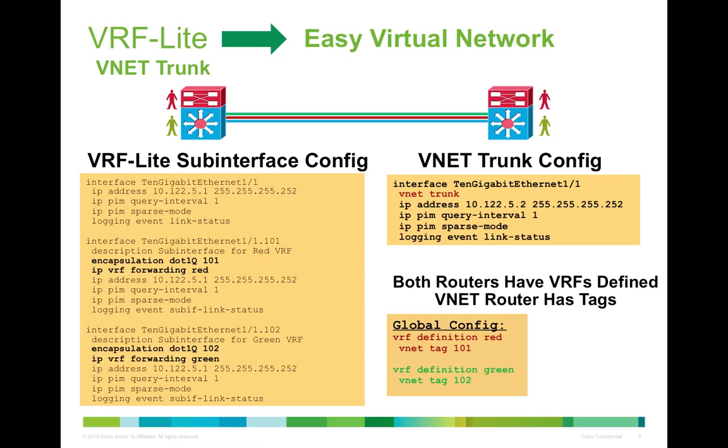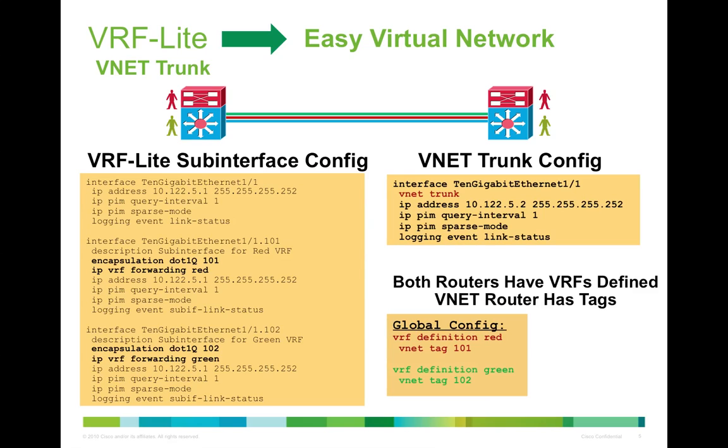To compare VRF-Lite to Easy Virtual Network, you can mainly see it in what's called the VNet trunk. So let's first look at the VRF-Lite configuration. On the left, you see that we have our main physical interface, and then we have sub-interfaces on a .1Q trunk tagged and assigned to the particular VRF instance that that sub-interface belongs to. You have to repeat this for each virtual network that you have, and scalability can be quite an issue because of the large configuration, especially if you have a lot of virtual networks overlaid on top of your physical network.